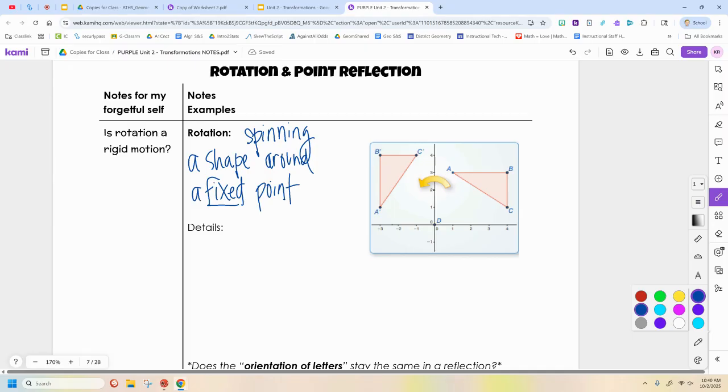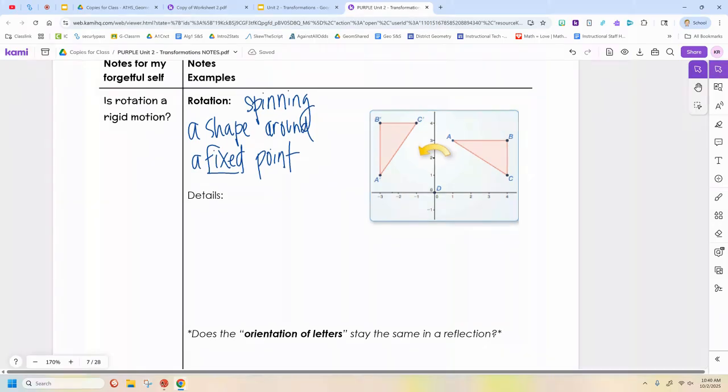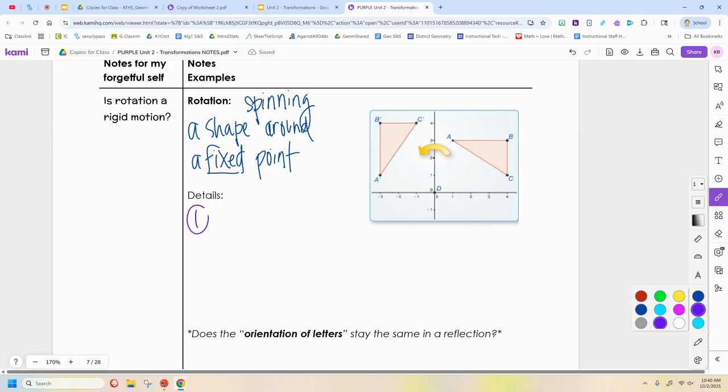Okay, so our details, and this is probably the hardest one to remember all the details. Because translation is like, I'm moving it to the left 2, I'm going down 5. That's pretty easy, you just explain what you see. Reflection is only a line that you have to say, right? But there are 3 details for rotation. So the first detail is the direction of rotation.